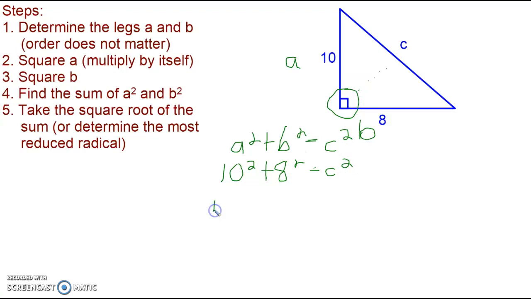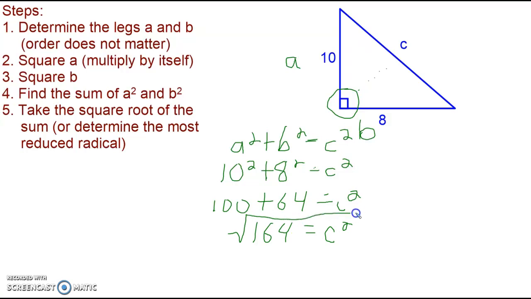10 squared is 100, plus 8 squared, which is 64, it's going to be equal to C squared. 100 plus 64 is 164. Not too bad there. That's going to be equal to C squared. What we need to do is we need to take the square root of 164. Now 164 is not a perfect square, so what we need to do is remember doing the prime factorization in order to find the reduced radical.